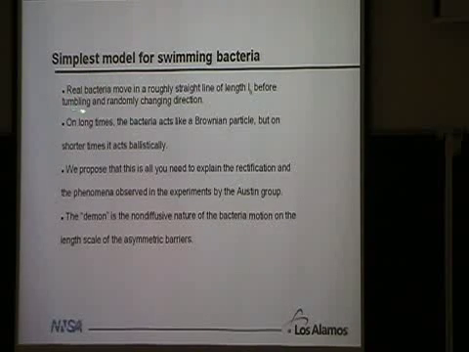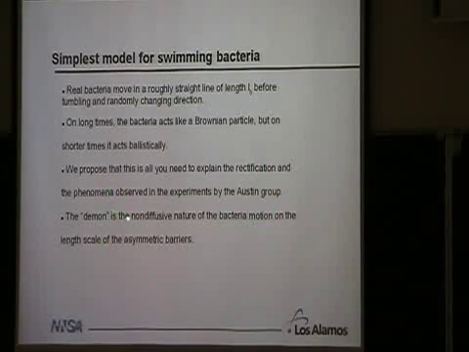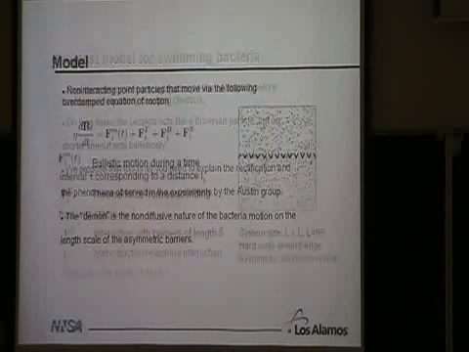But essentially, what you say is that on long times, the bacteria acts like a Brownian particle, and you have to go to the Brownian limit, because on very long times, you don't care how long it's spent running and tumbling. But on short times, it acts ballistically. So on a short enough time scale, it does break the cell bounce. If it was already going to the right, there was a high probability that it would keep going to the right and not go to the left. And so we say, well, that's all you need to explain the phenomena that Bob Austin is seeing. And so the demon is actually the fact that this is really a Brownian ratchet.